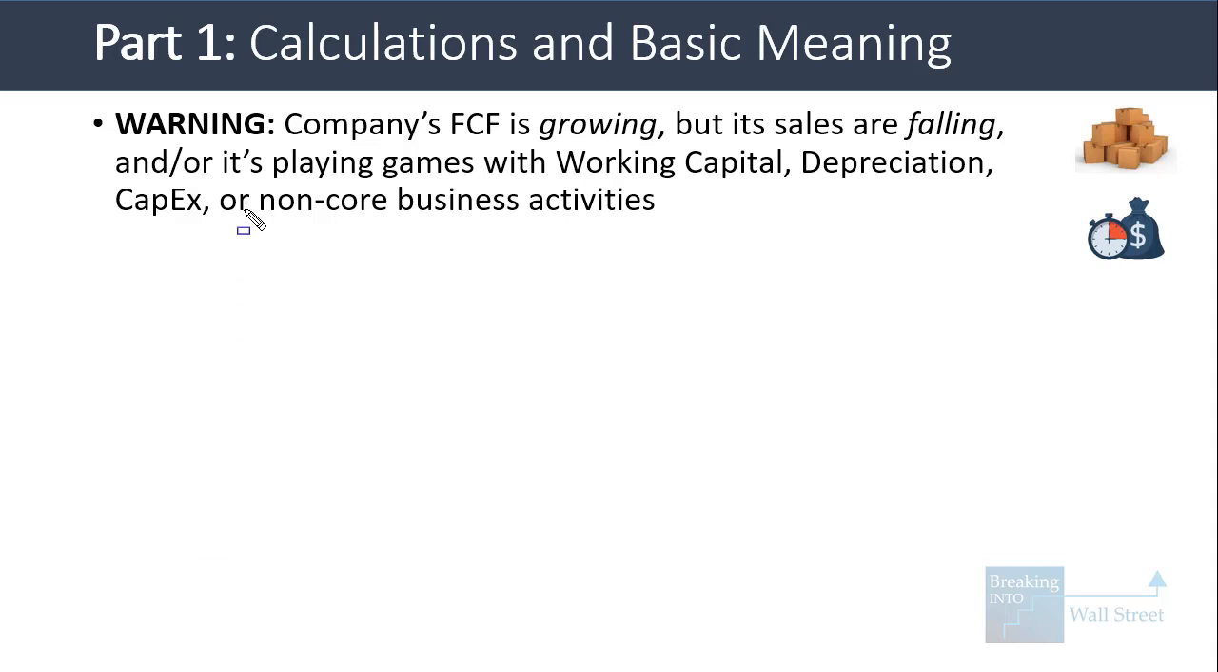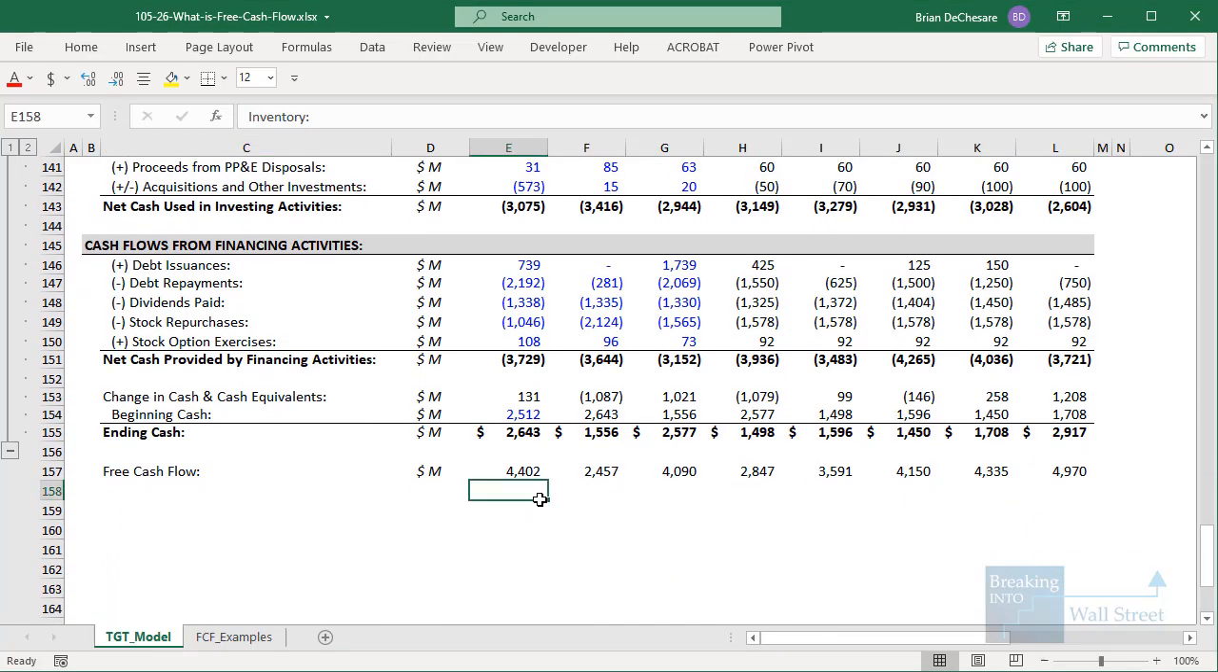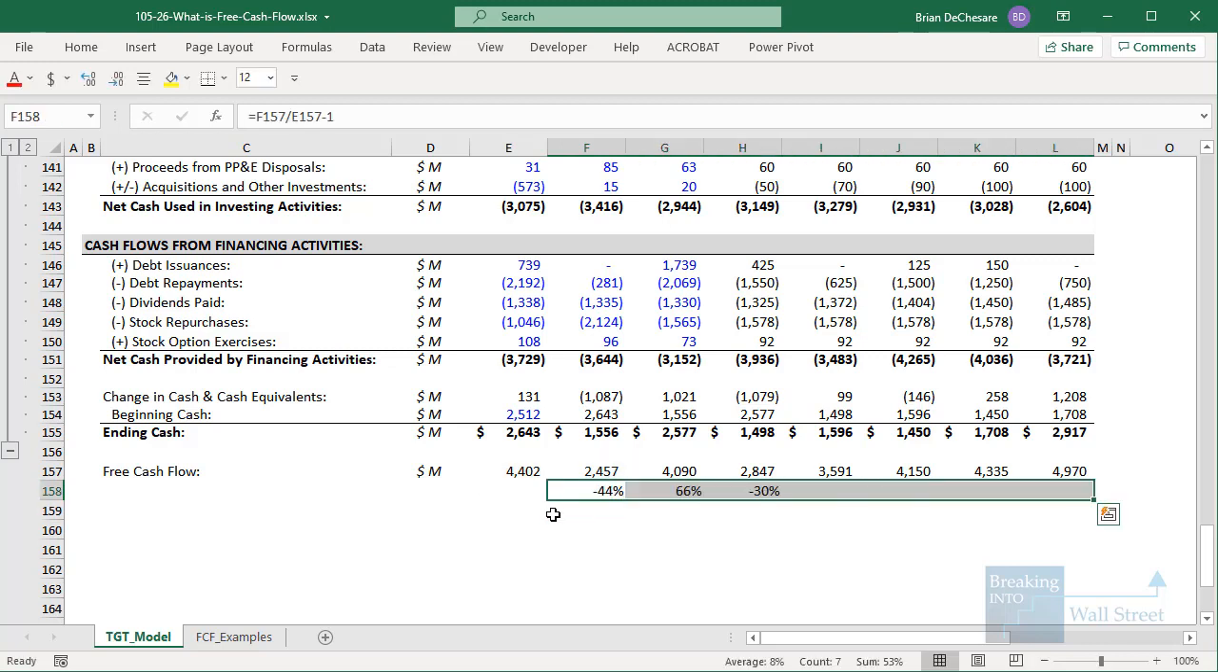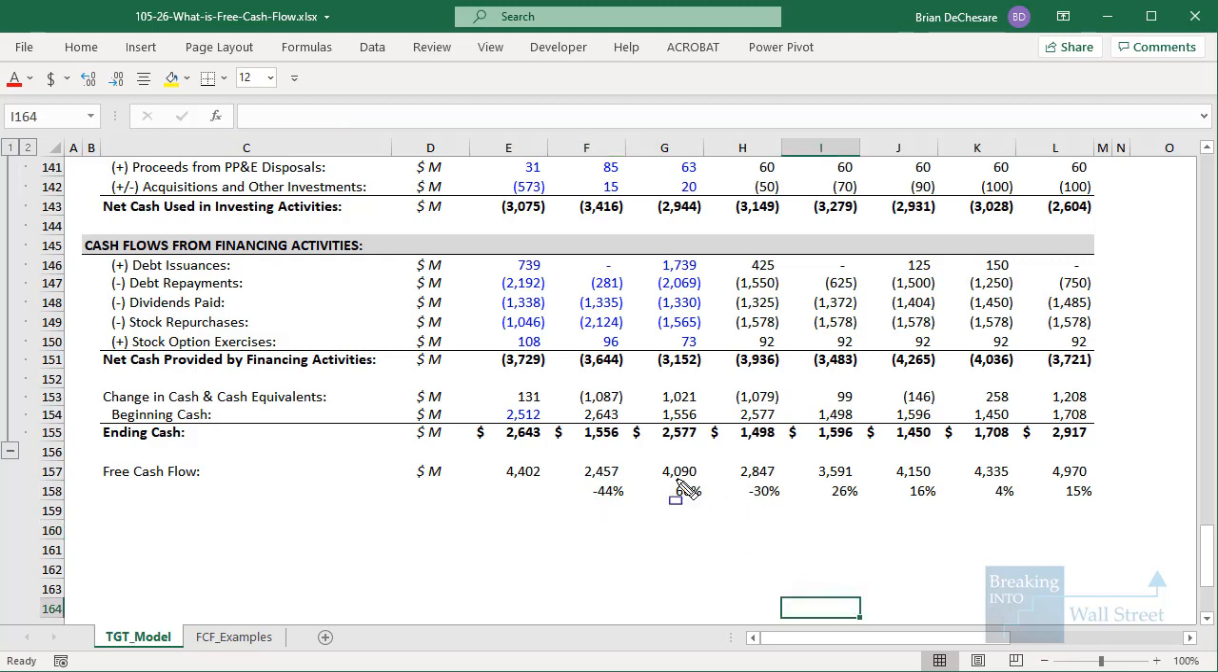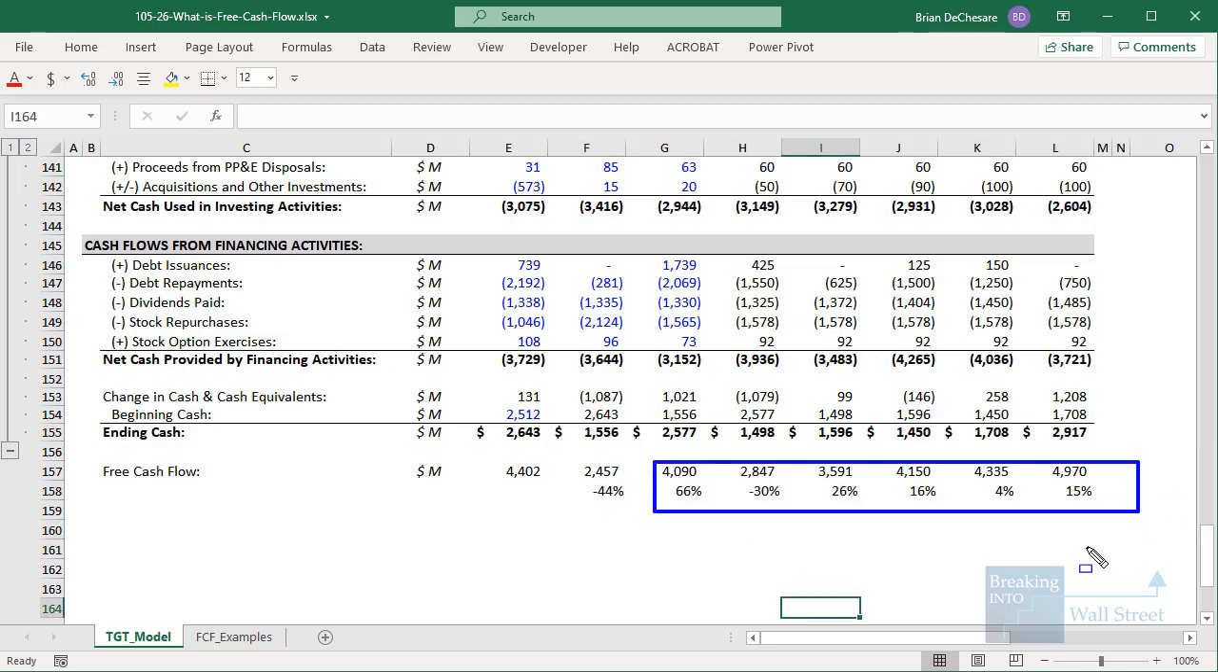Because unlike some other metrics, free cash flow does include the impact of non-core business activities since it starts with net income at the top. Let's go to Target and see what we can say about free cash flow. I will calculate the growth rate first for each year and just change these to percentages. And so we can see in the projections, it is growing at a decent clip here, 26%, 16%, 4%, 15%.